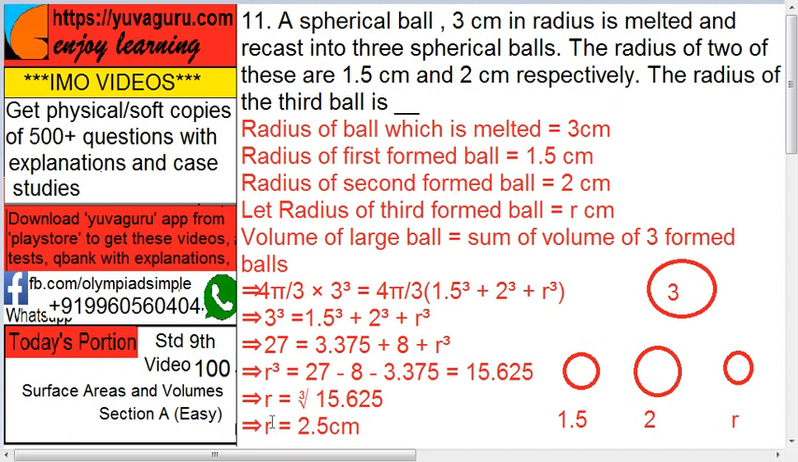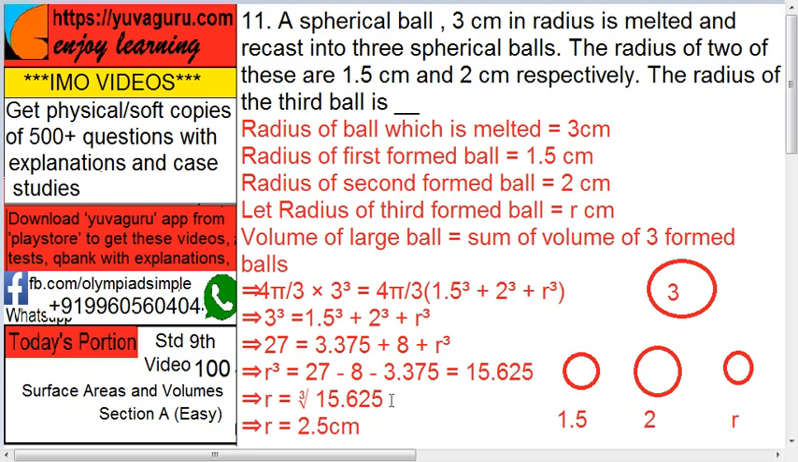Now the cube root of 15.625 is, see, there is 25 in the end of this number. So this number will be divisible by 25. So divide 15.625 by 25. You get 625 as the answer. Now you know 625 is the square of 25. So 25 into 25 into 25 is 15.625.